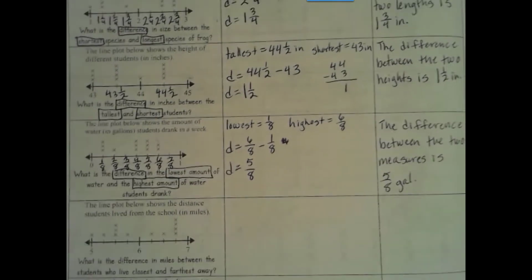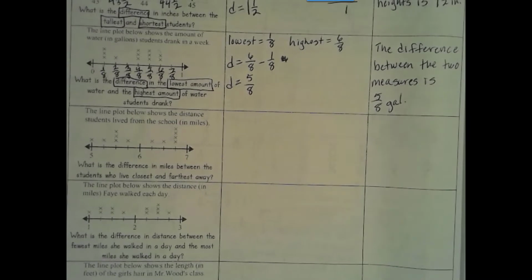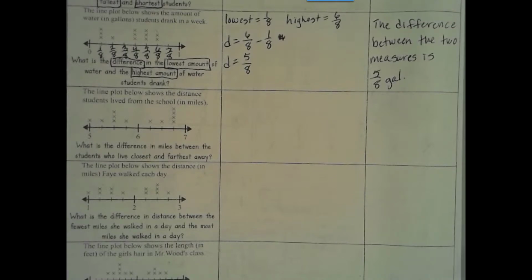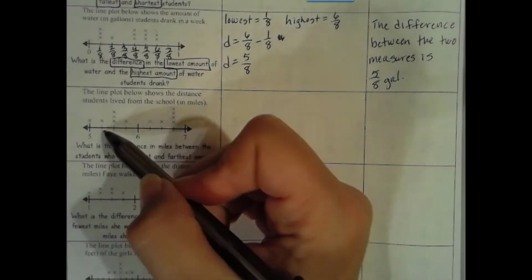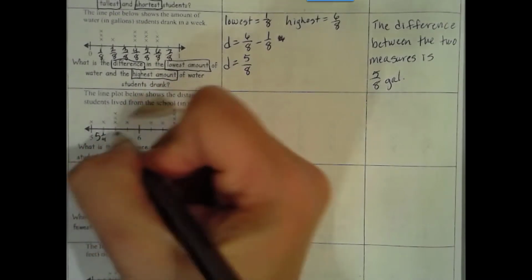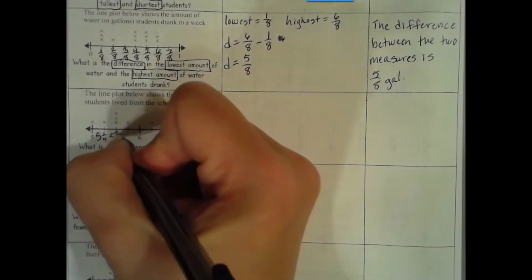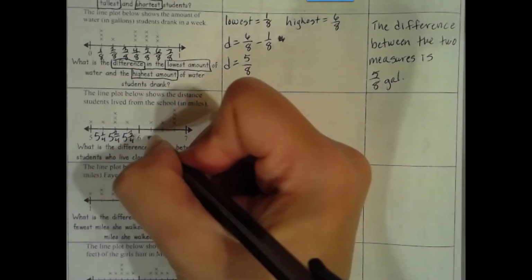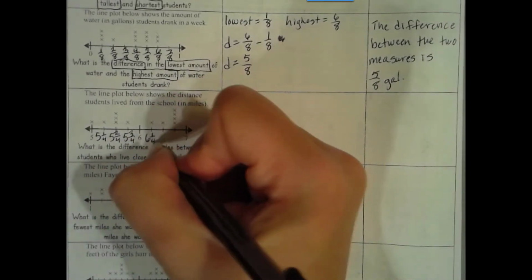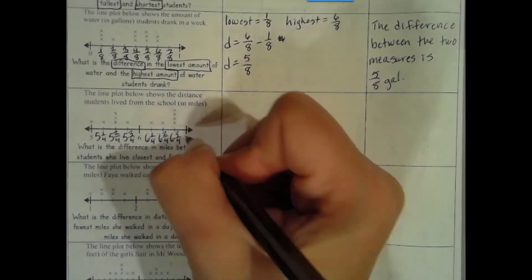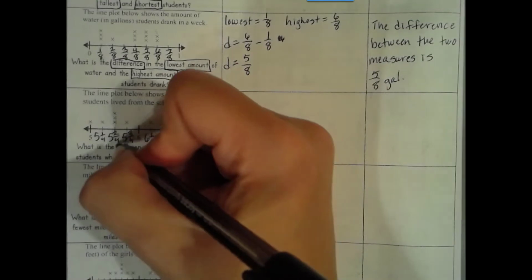Okay, right here. Next problem. The line plot below shows the distance students live from a school in miles. So this is cut into 1, 2, 3, 4 equal pieces. So we have 5 and 1/4, 5 and 2/4 or 1/2, 5 and 3/4, then 6, 6 and 1/4, 6 and 2/4 or 1/2, 6 and 3/4, and then 7.